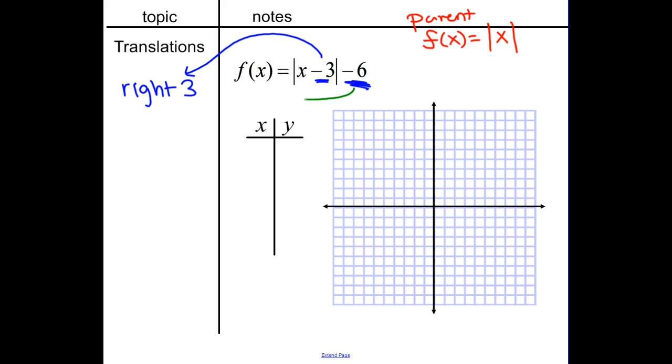Now let's look at this minus 6. That minus 6 is on the outside of the parentheses, outside of the function. So that means we're going to be moving it down 6.